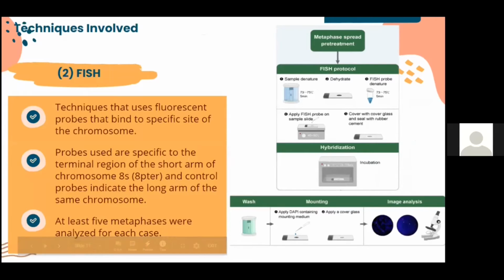Okay, so the second technique is the FISH technique. So this technique uses the same protocol of FISH, but what makes it different from other studies is that this technique uses probes that are specific to the terminal region of the short arm of the chromosome, and control probes indicate the long arm of the same chromosome. And in this study, at least 5 metaphases were analyzed for each case.